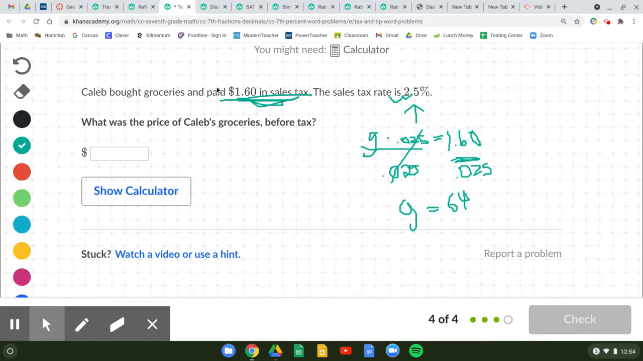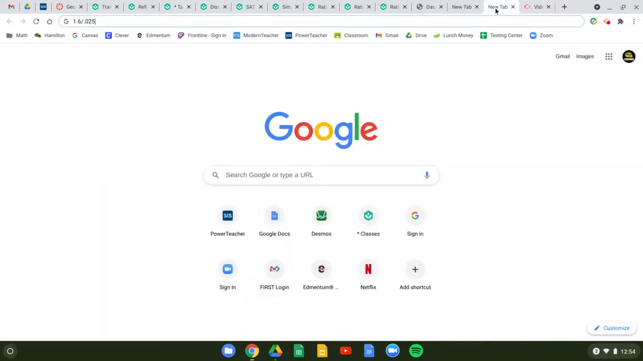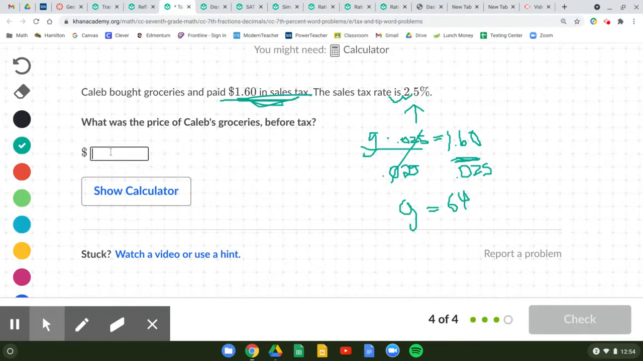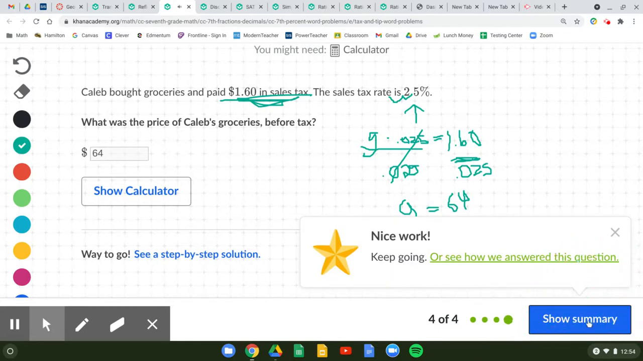All right. Make sure I typed all that in right. 0.025, $1.60. Yep. Dividing. Yep. That just seems off, but that's it right there.